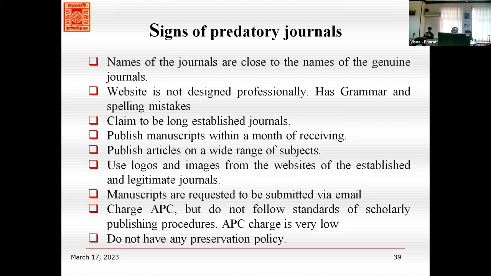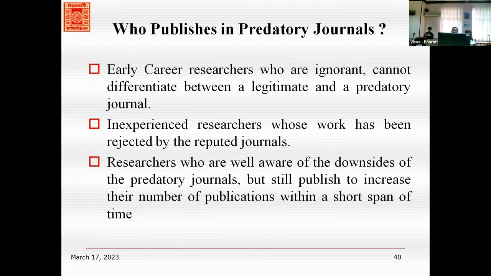First, we have to know, then we select the journal. To select a particular suitable journal for our article, for our manuscript, first we have to identify whether the journal where we are going to publish is predatory or not. That is important. Who publishes in predatory journals?